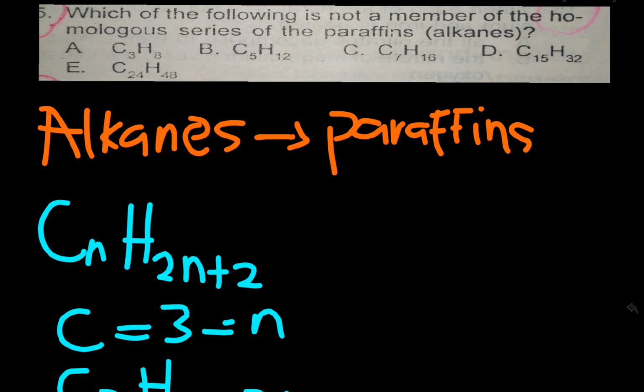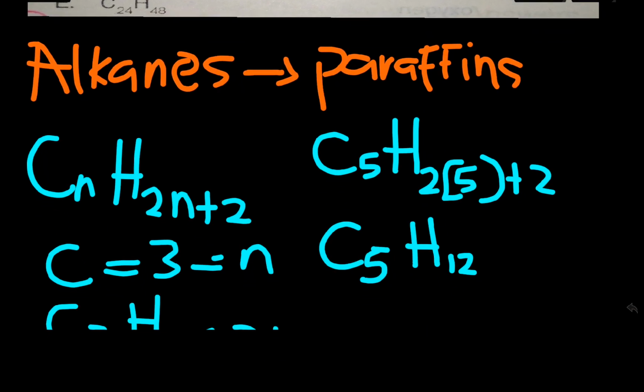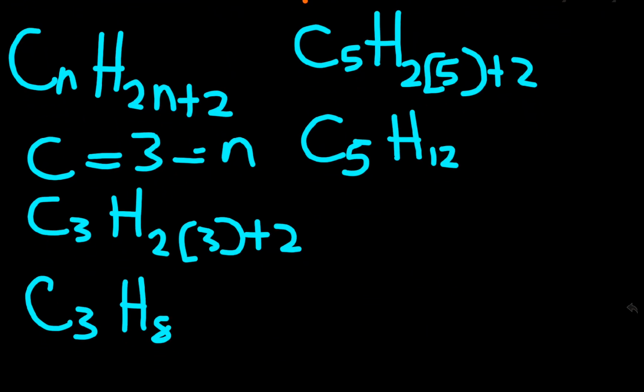We'll do the same thing for option B, which is C5H. Our n here now is 5. So we say 2 times 5, plus 2. So it becomes C5H. 5 times 2 is 10. 10 plus 2 is 12. So option B is also an alkane. We'll do the same thing for option C. Option C, the carbon atom is 7. 7 carbon atoms.